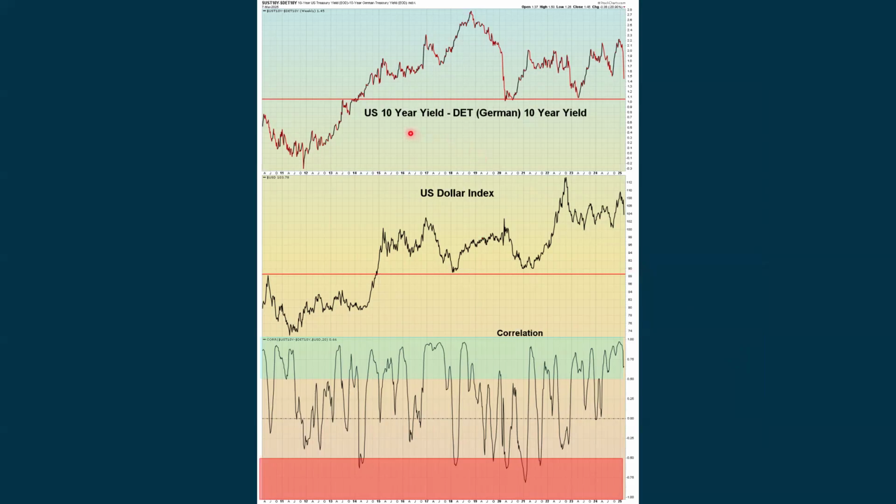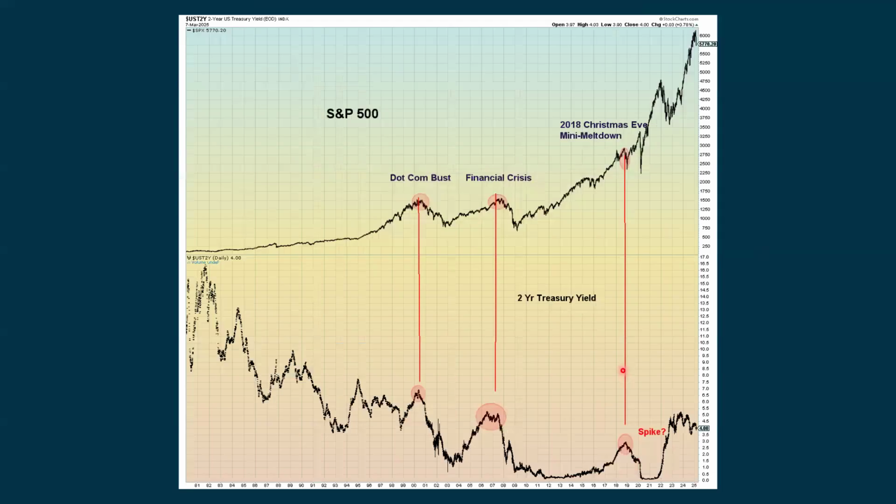We take the 10-year yield and subtract the German 10-year yield, which gives us this chart on top. And then we plot the US dollar index and we can see that there's a pretty high correlation between the two, which is kind of interesting. It just shows the interplay between currencies and interest rates. When we really pay attention to this chart is if we come down into this red area. That means something's out of line. Well, we're not seeing that right now, even though this has been coming down slightly.